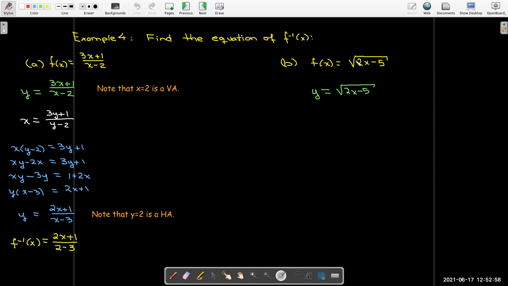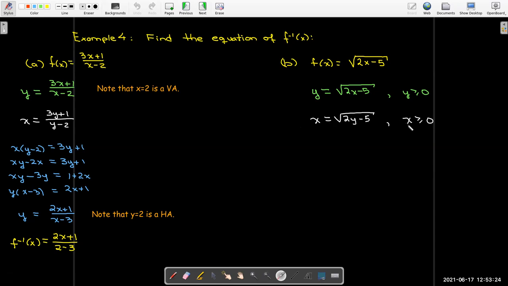So I'll replace f of x with y. And this is where I have to be careful because I want to emphasize that here, my y values must be positive because it's the positive square root. And I'll go ahead and swap the x and y.